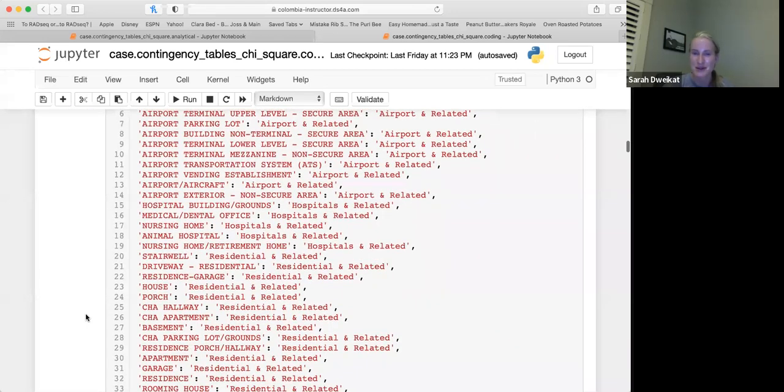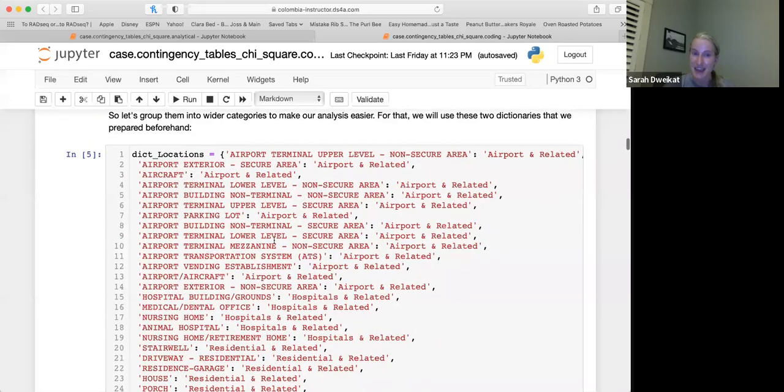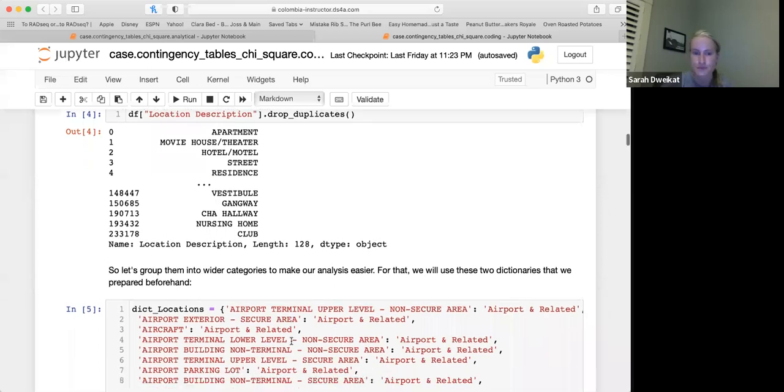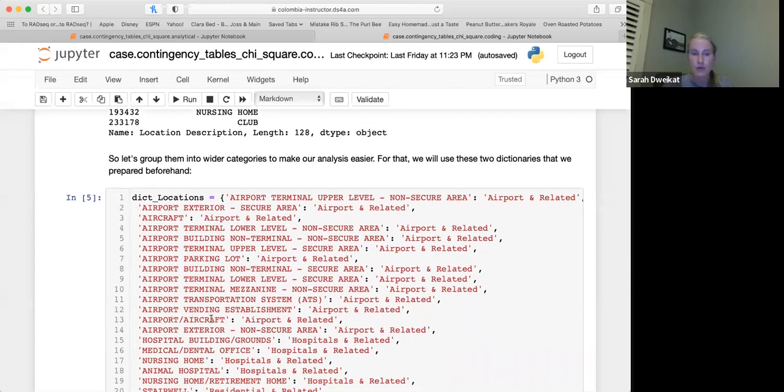The first thing you probably notice right off the bat is that this is a lot of text. What this dictionary is doing is taking all of these, so here, this is the one where we are going to compress all of our locations down into particular categories. Remember we had airport and related. So we're putting all of these crime locations, and we're going to call them airport and related instead of airport, aircraft, airport vending establishment. All of these fit under airport and related, right? They all happened at an airport, so we classify them all as airport.